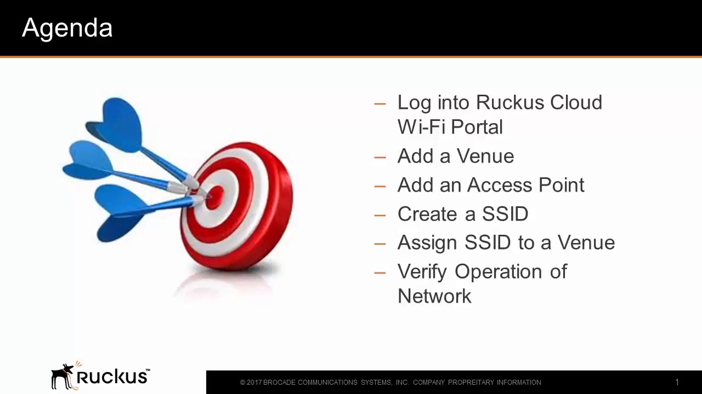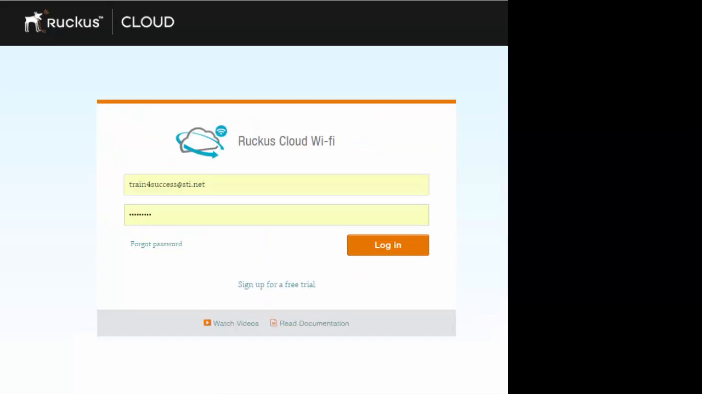In this short video, we'll demonstrate how to log into your Ruckus Cloud Wi-Fi portal account and provision a simple network. This means that we're going to add a venue, add an access point, create a wireless LAN or an SSID, assign the SSID to a venue, and then verify operation by making sure that wireless clients can connect to the internet.